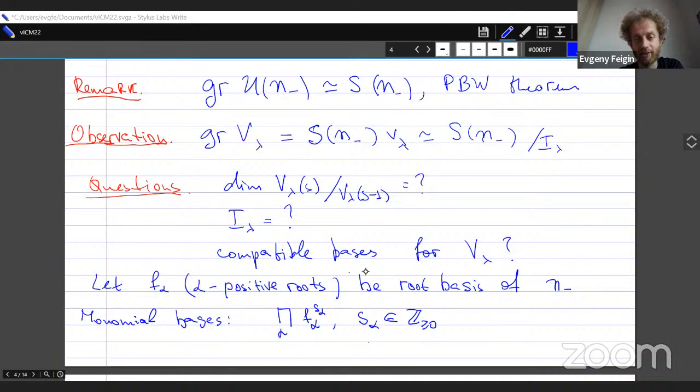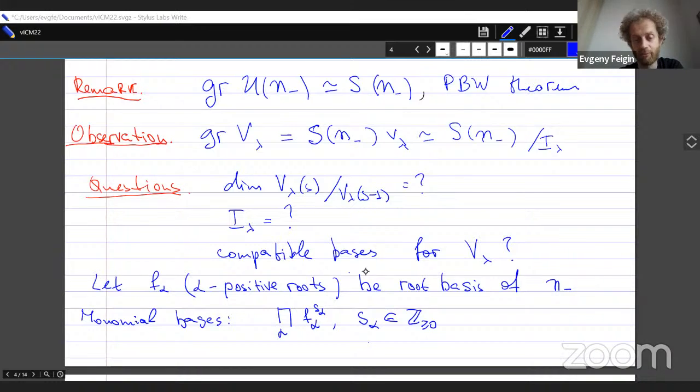And what are the questions we would like to answer? Of course, what are the dimensions of the homogeneous components of our graded space? This is the first point. And what is the I lambda? It's also interesting. And can we present a basis for V lambda?